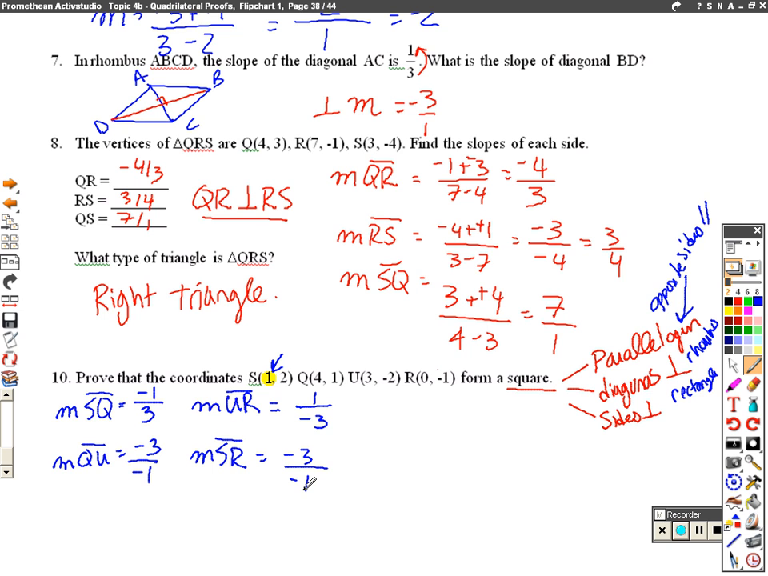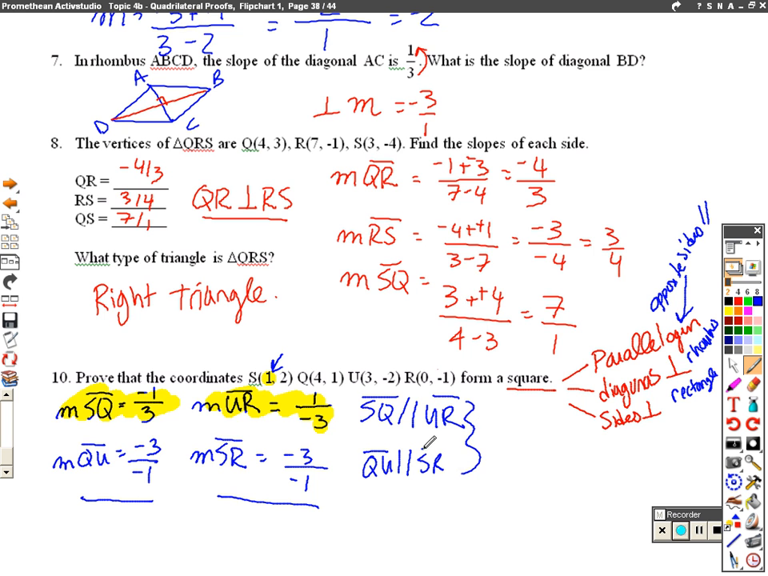All right, looking at this, SQ and UR are the same. So therefore, SQ is parallel to UR. Also, QU and SR are the same. So QU is parallel to SR. This makes it a parallelogram.